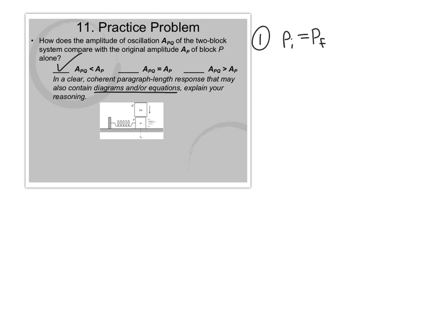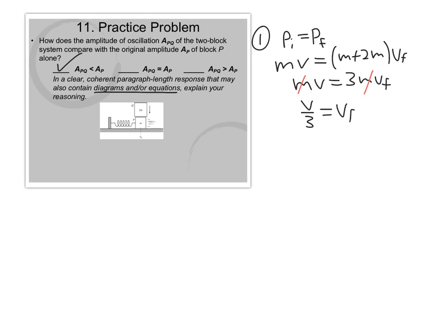All right, so we initially have a mass or block M moving at some speed, we'll call it V. And then afterwards, the two blocks stick together, so we really have M plus 2M moving at some new speed, VF. And so we end up with MV equals 3MVF. The M's are going to divide out here, okay? And so we can say V over 3 equals our final velocity. All right, so we have 1/3 as much velocity.